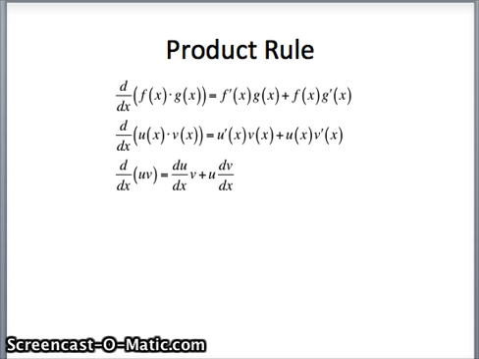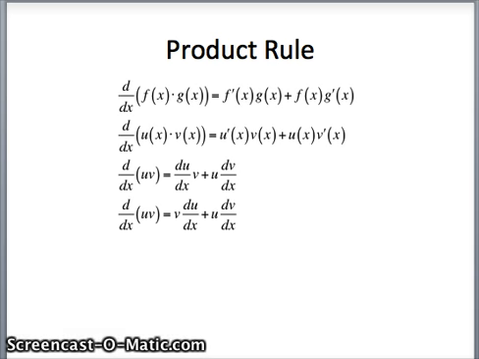To undo a derivative, we're going to take an integral of both sides. That'll be our ultimate goal. But before we do that, let's just go ahead and switch the order so that it's going to be easier for us to read. Du dx times v becomes v du dx, u dv dx stays u dv dx.